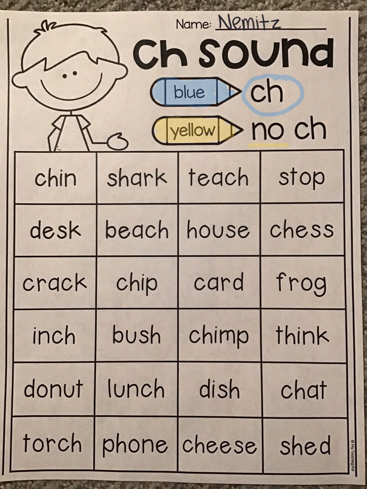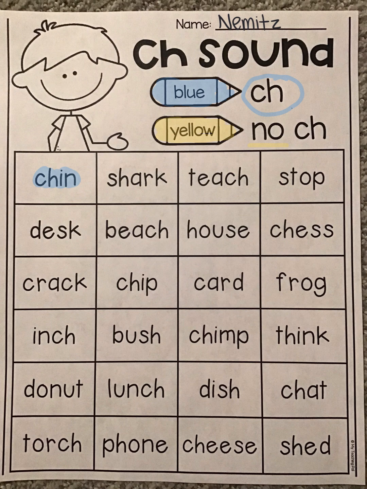Let's look at our first word. We have the word chin. Ch-I-N. Chin. Chin has a CH digraph, so I'm going to color the word blue. You don't need to color the entire box. You can just color the word.